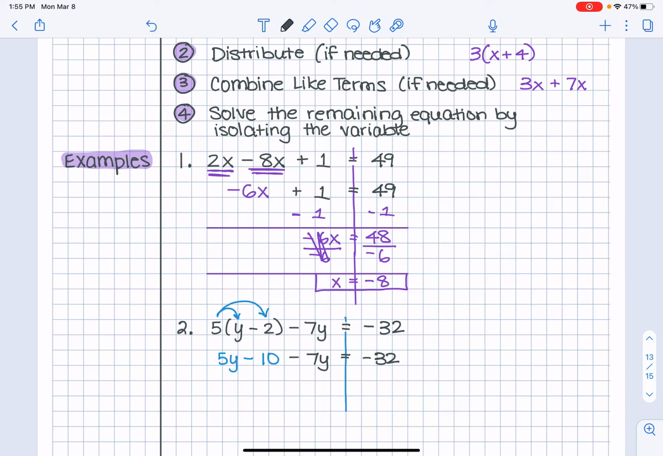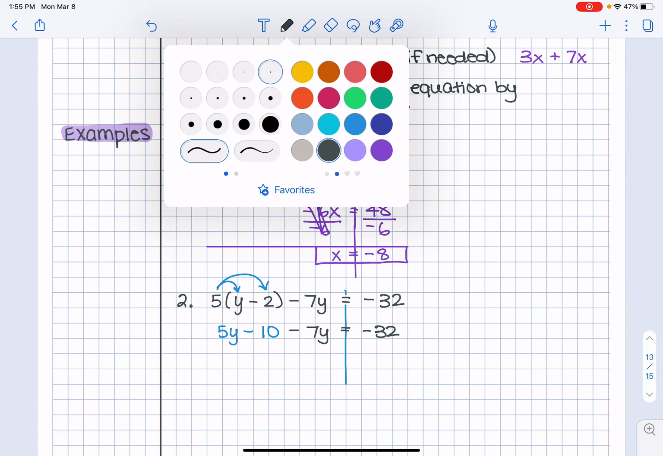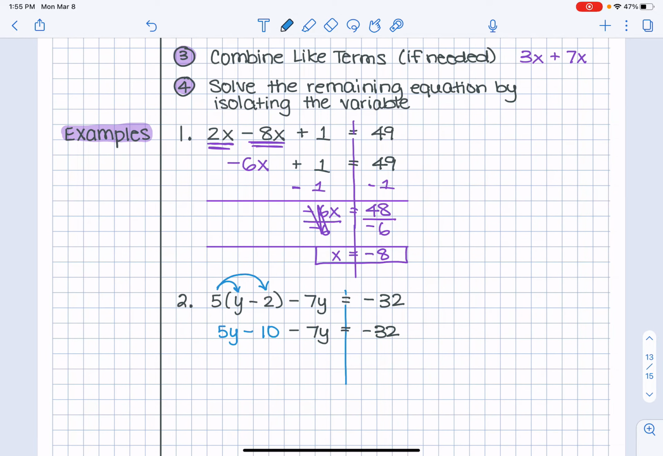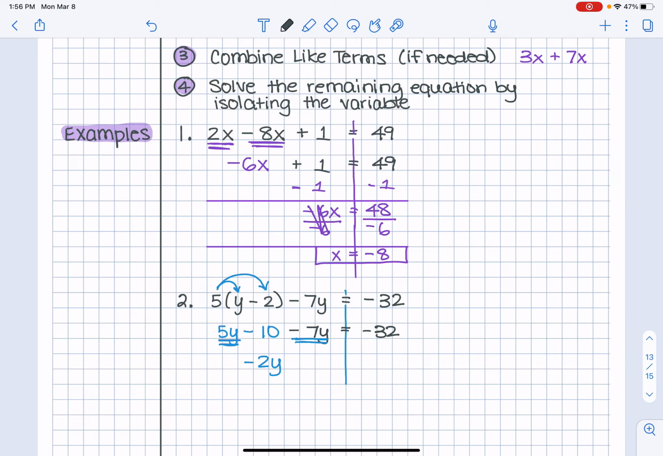All right. Now the third step, so I'm going to scroll up again. The third step says combine like terms if needed. If needed. Let's look. I do have like terms. I have one right here. I have another one right here. 5y minus 7y is negative 2y. And then I bring down everything left over.